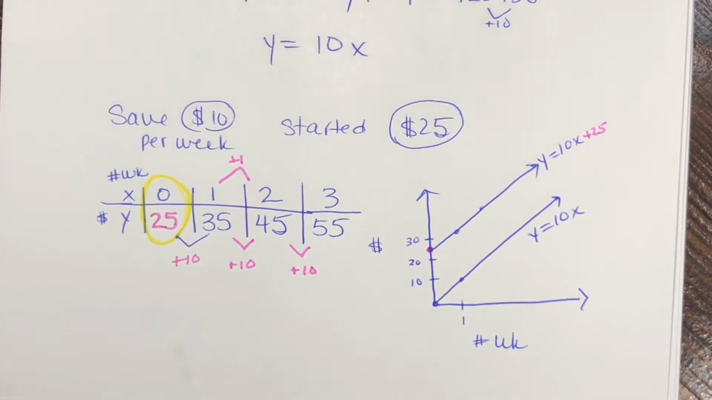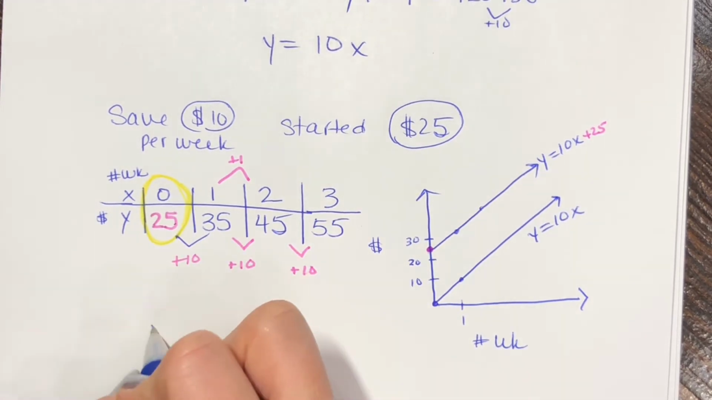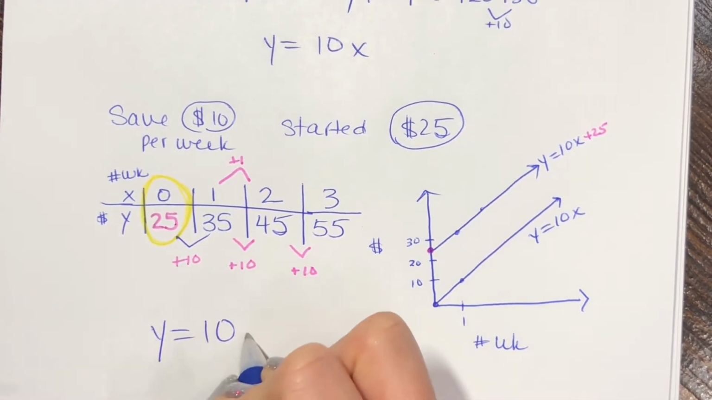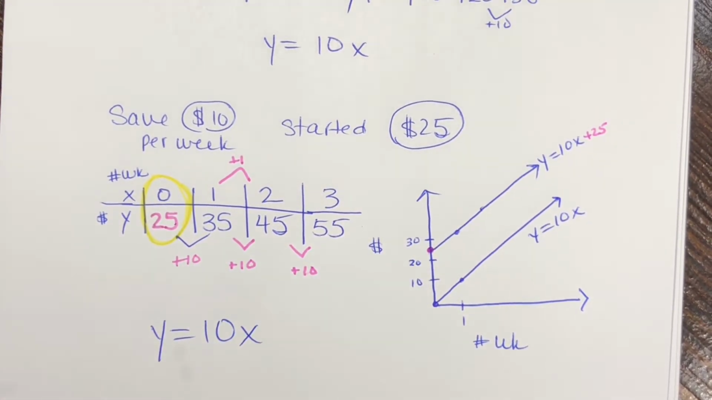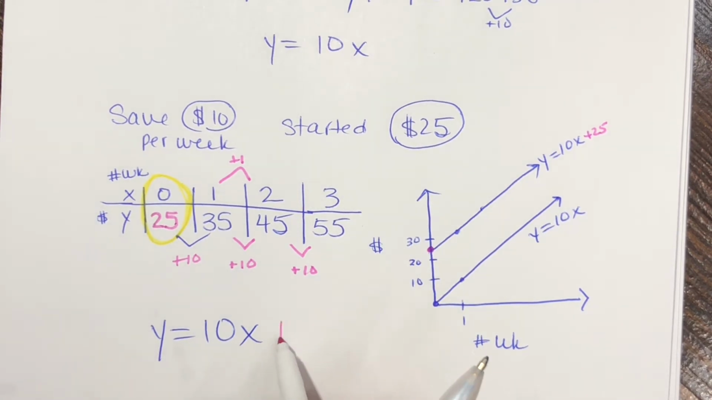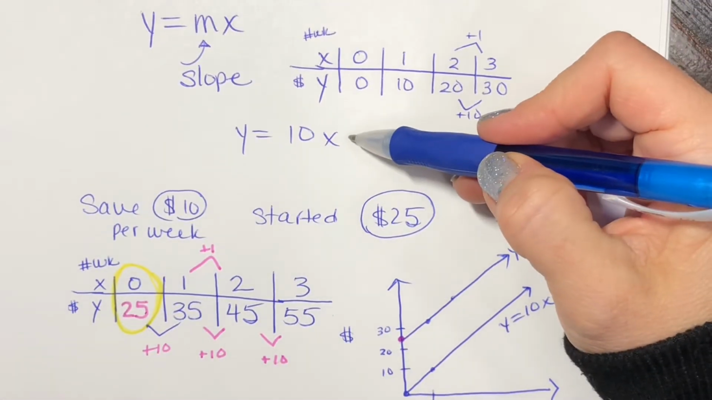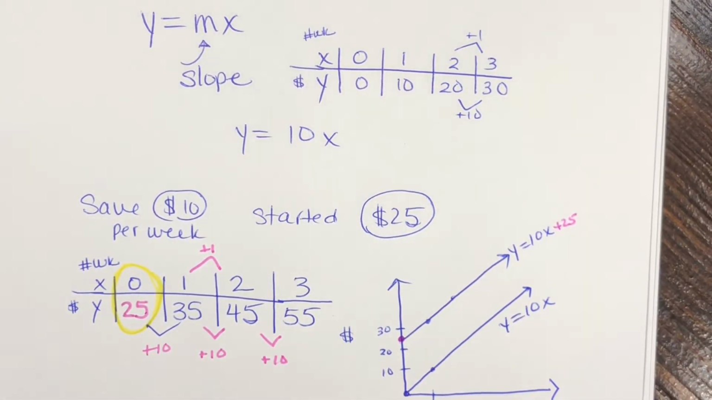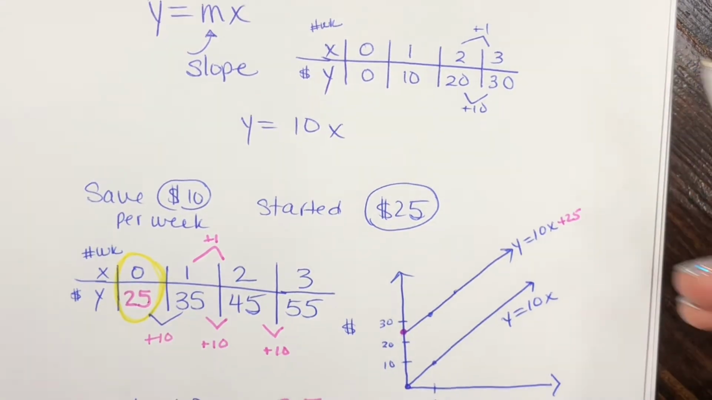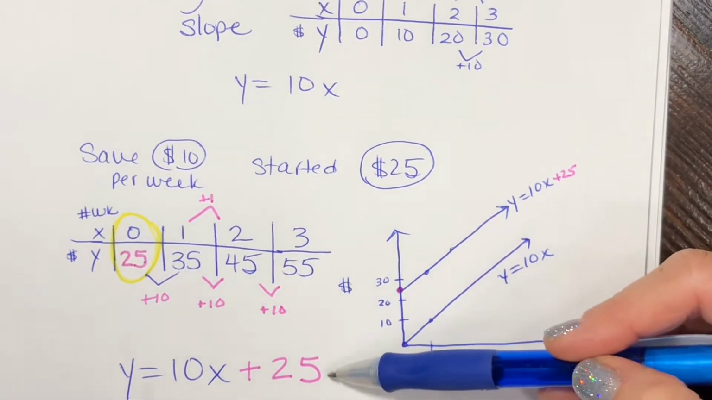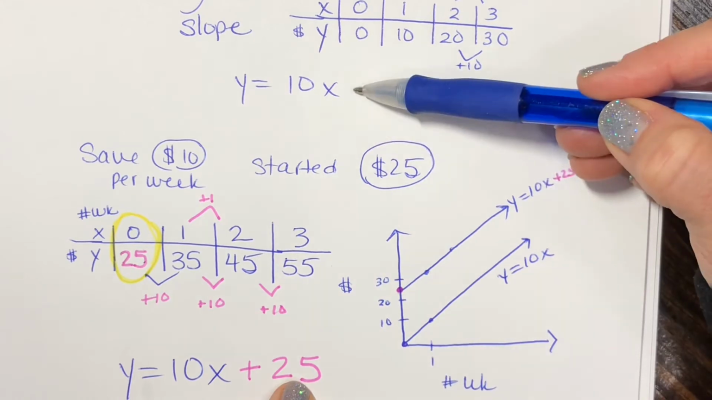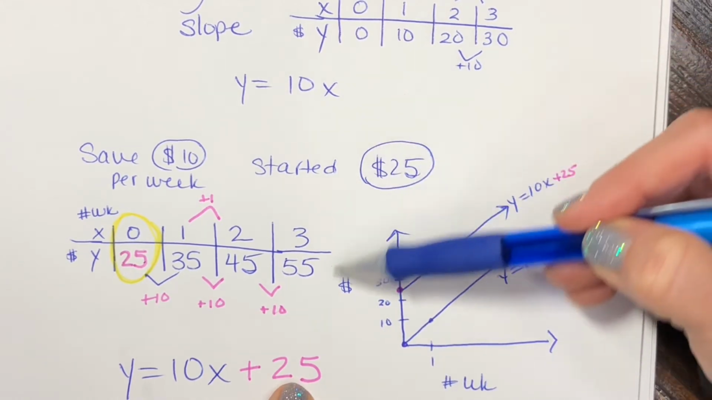And so you can probably anticipate what that looks like in terms of an equation. I'm still saving $10 each week, except I'm starting with 25. And so let's take a look at how that compares to this relationship that we looked at before. This plus 25 right here did not exist before, and now it does.